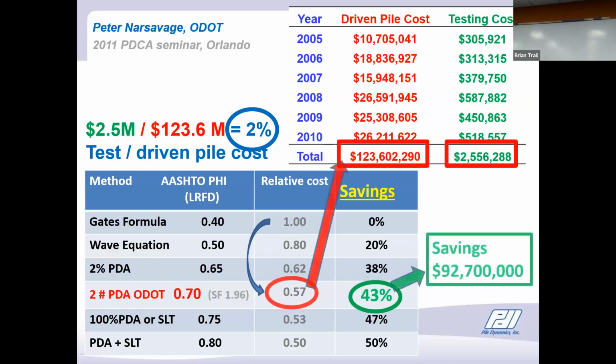And to put that in numbers, if that's 57%, Ohio Department of Transportation saved almost $93 million over that 6-year period by doing testing. They tested most every bridge that they put in. And Ohio, by the way, has approximately 27,000 bridges in the state. It's one of the top 10 in the United States in number of bridges.